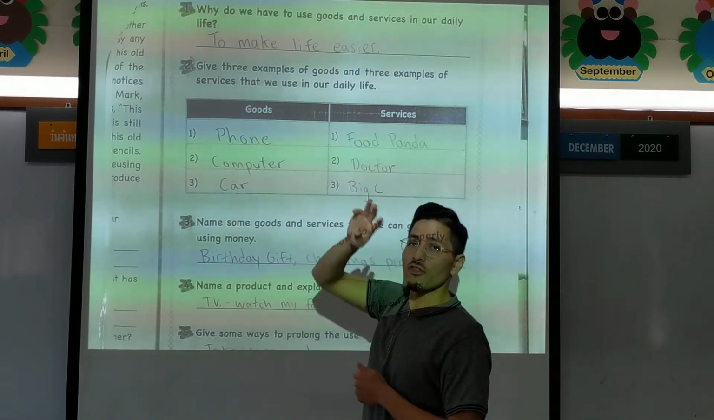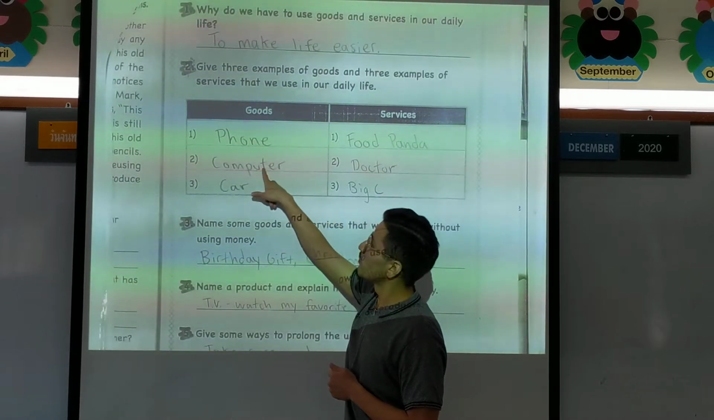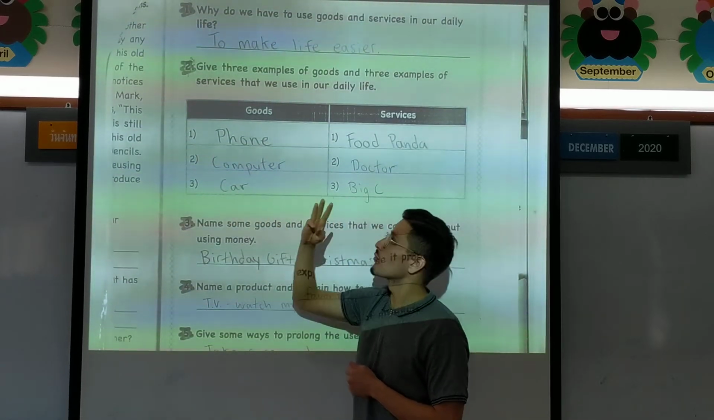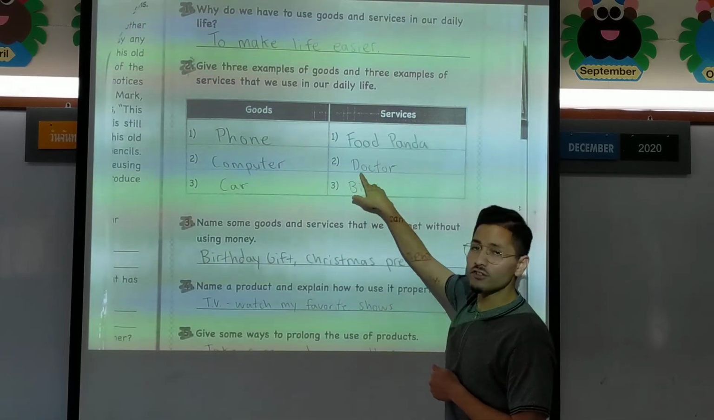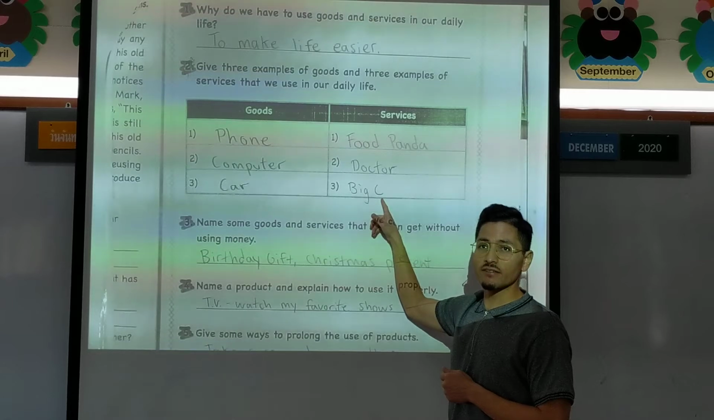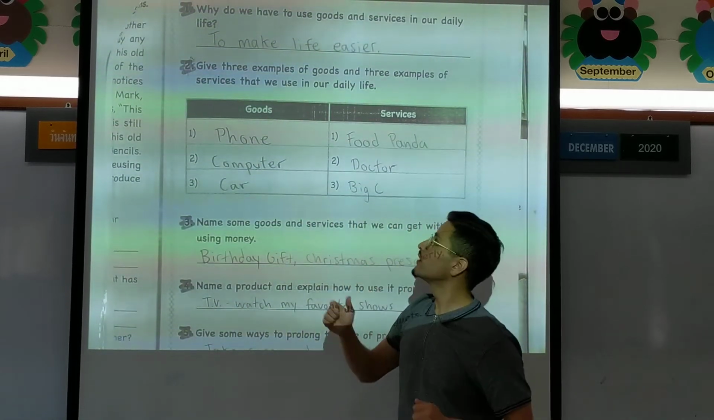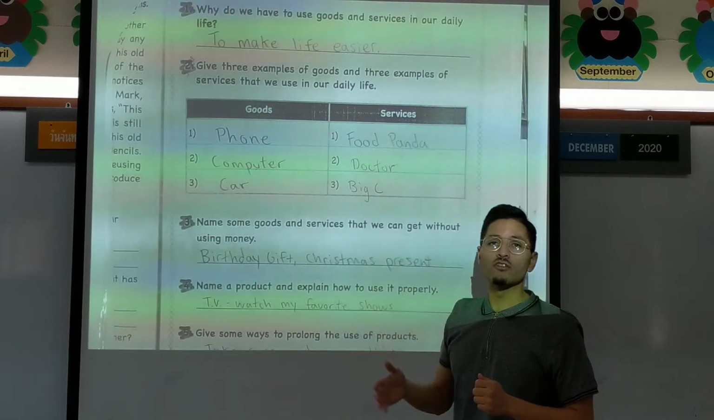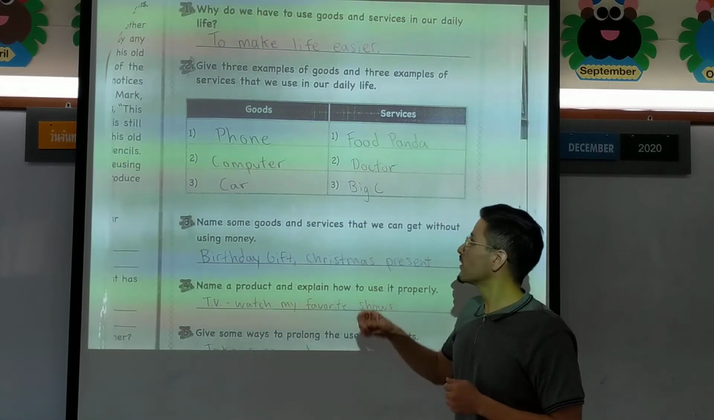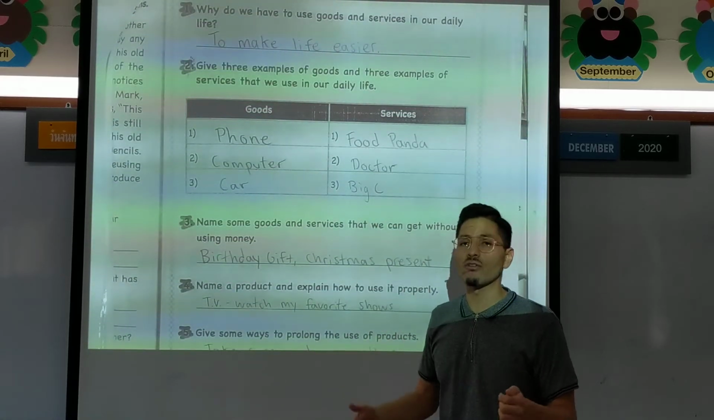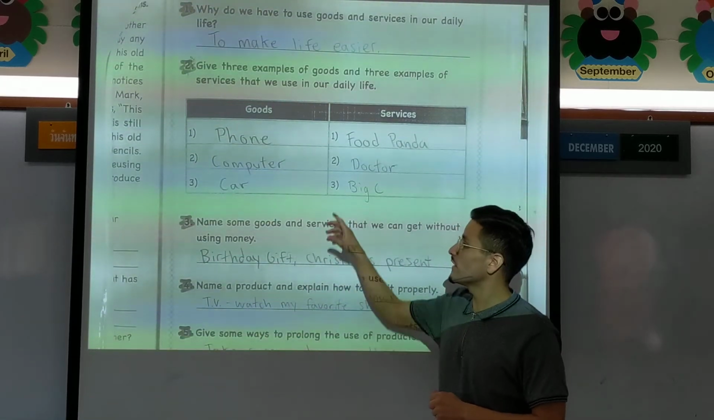And then remember, we did 3 examples of goods: phone, computer, car. 3 examples of services. We have Food Panda, a doctor, and Big C. Remember, goods, things we can touch and use. Services, people do things for you. Food Panda, the driver, he brings you the food. The doctor, he checks your health. Big C, you go there to find all the groceries you need.